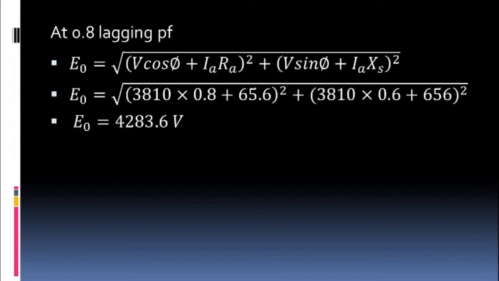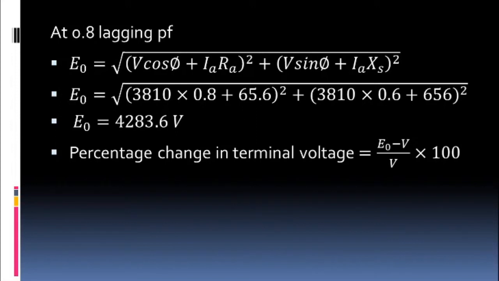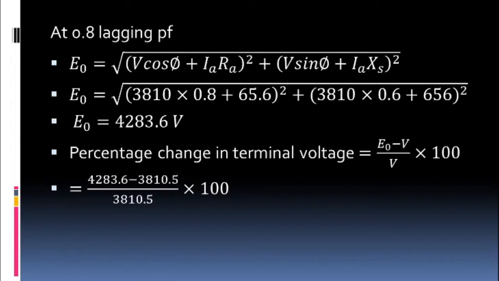4283.6 is absolutely fine. Okay, great. So once you get the value, the next step is the same. You need to find out percentage regulation. The formula is the same, (E0 minus V) upon V into 100, and substitute the values of E0 and V and get the value of percentage regulation. Come on. Yes, after substituting the value, it comes out to be 12.43, correct.